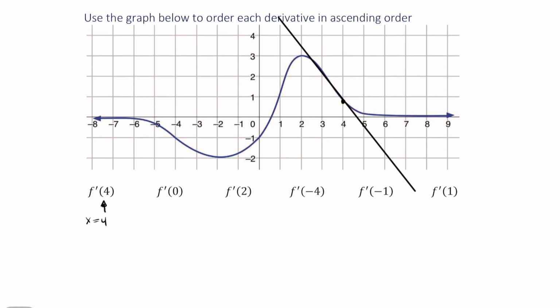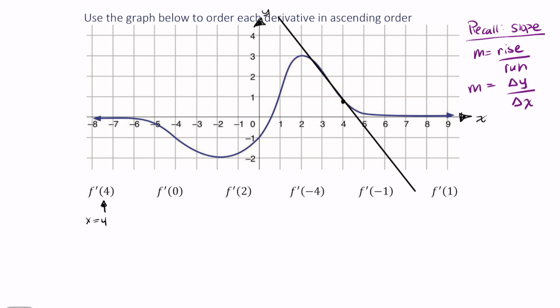All right, now that we have this line sketched, we can approximate its slope. Remember, slope is equal to the rise over the run. In essence, it's the change in y over the change in x. Just to be clear, this is the y-axis and this is the x-axis. Now I'm going to pick a spot. I'm going to start here and go down and then over.